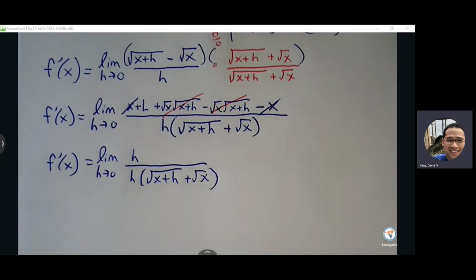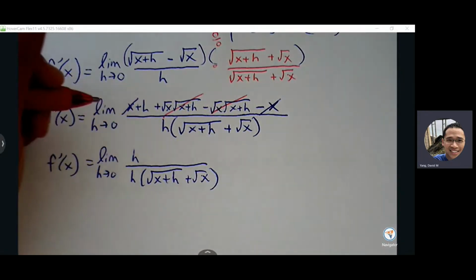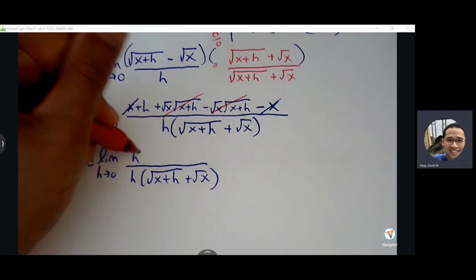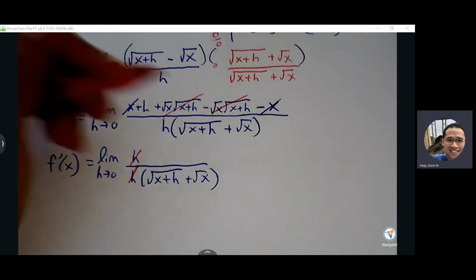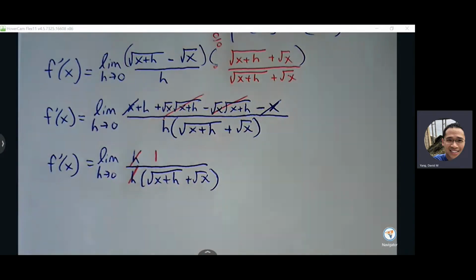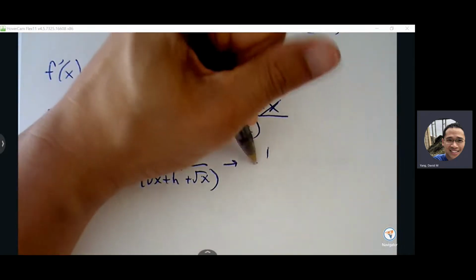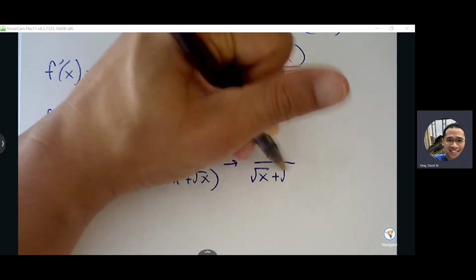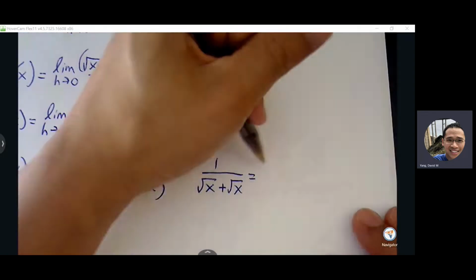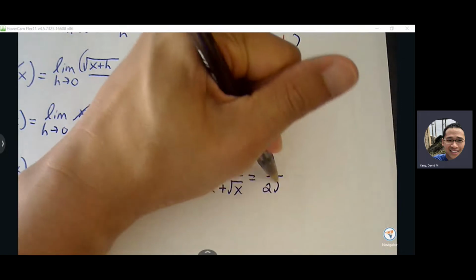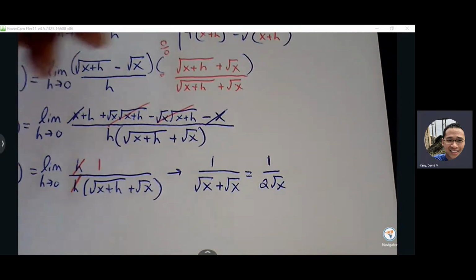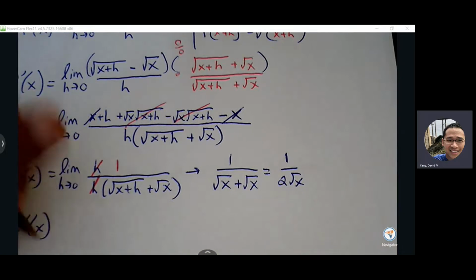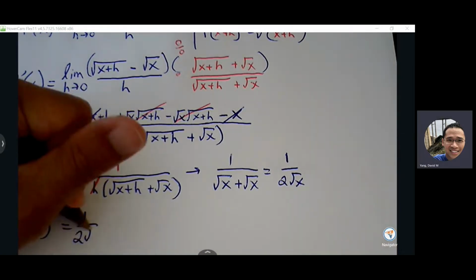We cancel the h's. Okay, so this is what's going to happen every time. You're just going to find a way to get an h to appear in the numerator so that we can remove it. Now there's a what left over up top? There's a one. Okay, so now final step: plug in zero for h. So I have one over square root of x plus square root of x in the denominator, right? One over two square root of x. That's my derivative. So f prime of x is one over two root x.